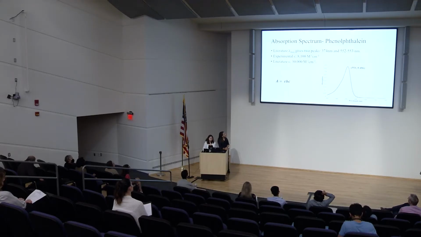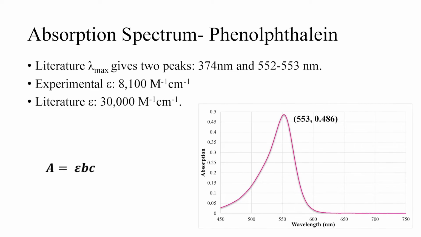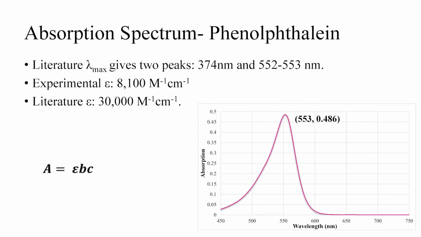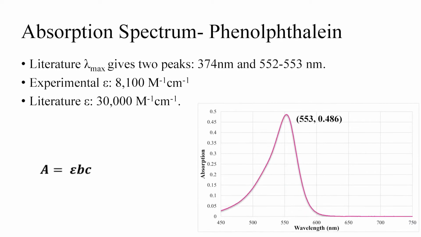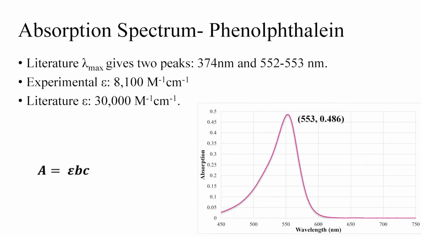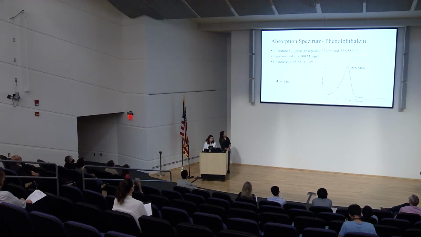Then this one we got, for mine in particular, I got 8,000, which is about a quarter of what is expected. And so for any calculations from now on, we use the literature value. Just a small note in here, it's likely due to the solubility issue that we found. Probably had a higher concentration than it was supposed to have. So that may cause the molar absorptivity to be this low.